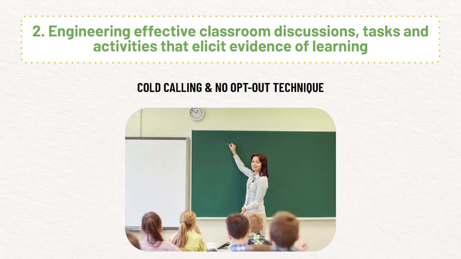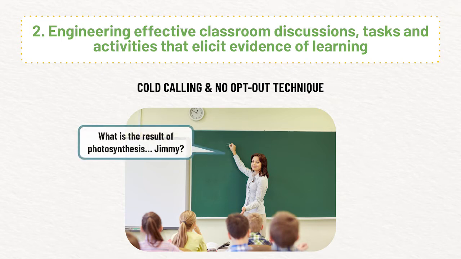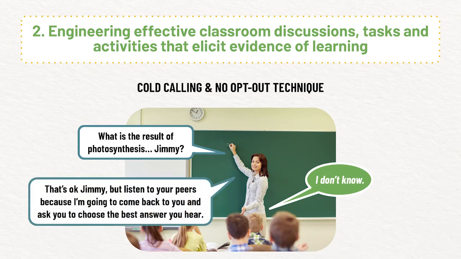No opt-out is another effective classroom discussion technique. Here, a student will try to not answer the question. The teacher will say, "What is the result of photosynthesis? Jimmy." "I don't know." The teacher then says, "That's okay, Jimmy, but listen to your peers because I'm going to come back to you and ask you to choose the best answer you hear." In this example, the teacher does not allow the student to opt out of thinking.